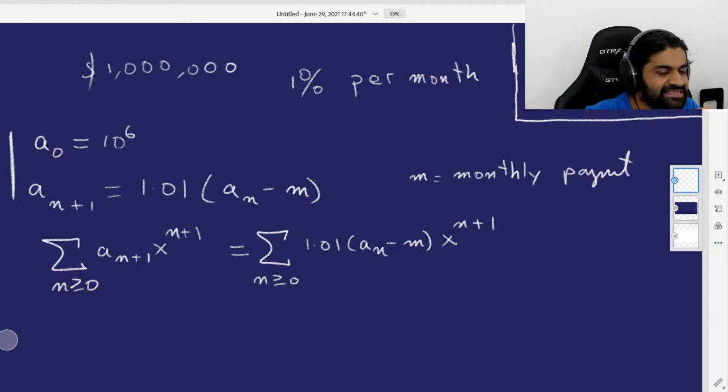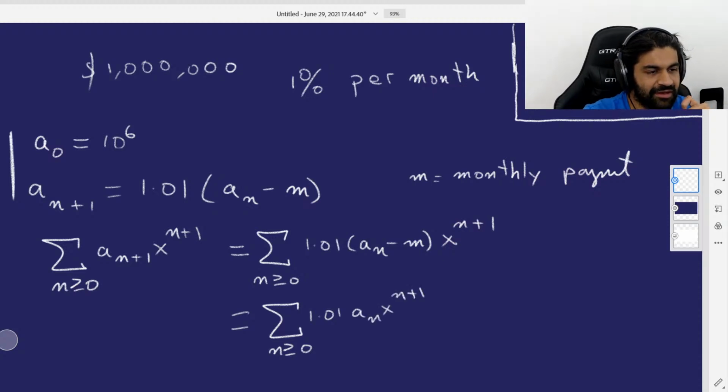So now you can simplify this out a little bit further. I'm just going to expand out the sum. This is the sum n greater than or equal to 0 of 1.01 an x to the n plus 1, okay, minus m.